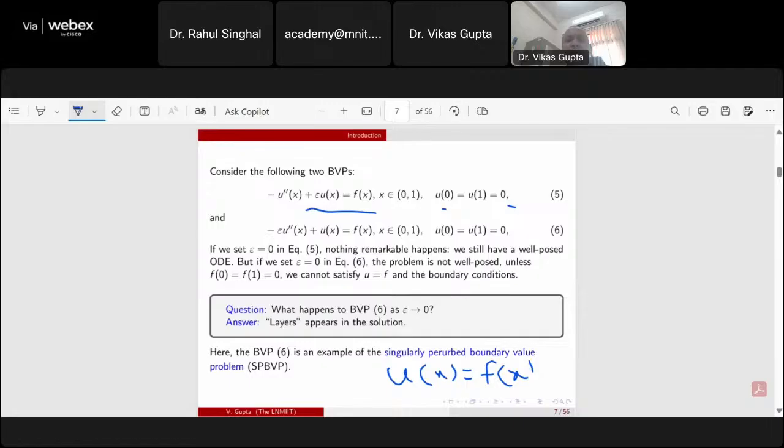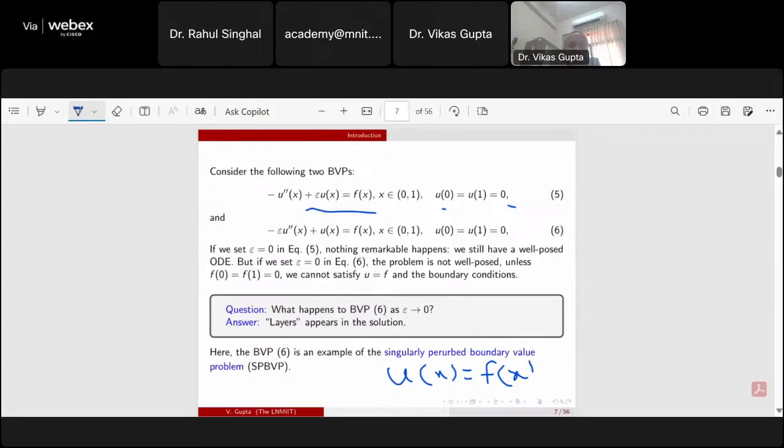Okay. So what happens if epsilon approaches 0 in the singularly perturbed problem? In that case, a boundary layer appears in the solution. The term boundary layer is borrowed from physics. And when you apply classical numerical methods to solve a singularly perturbed problem, unacceptably large oscillations occur if you apply classical numerical methods on a uniform mesh.